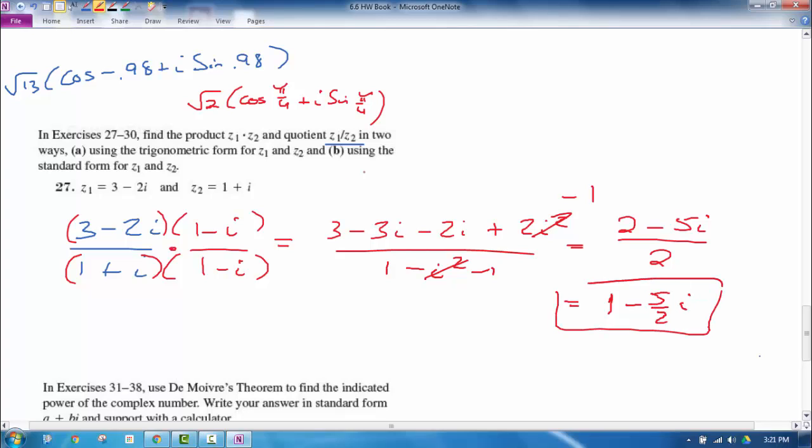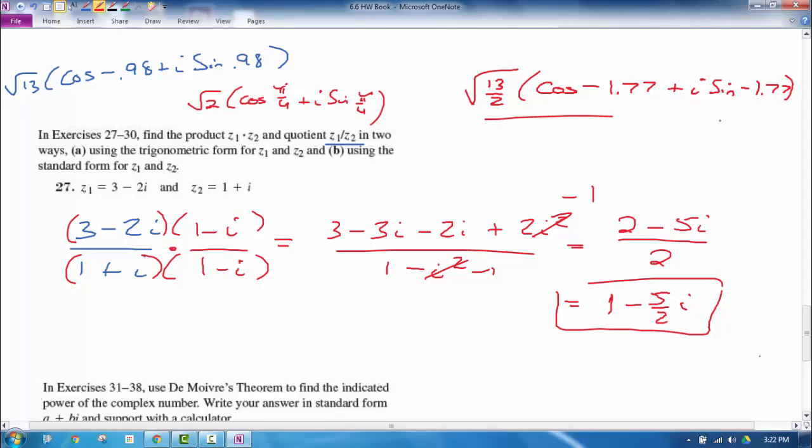Now let's make sure we can get that with trig form by dividing these two complex numbers. When we divide that, we get square root of 13 over square root of 2, which I can rewrite as square root of 13 over 2, and then cosine of, now the angle I have to subtract, -0.98 minus pi over 4, -1.77 about, plus i sine of -1.77.